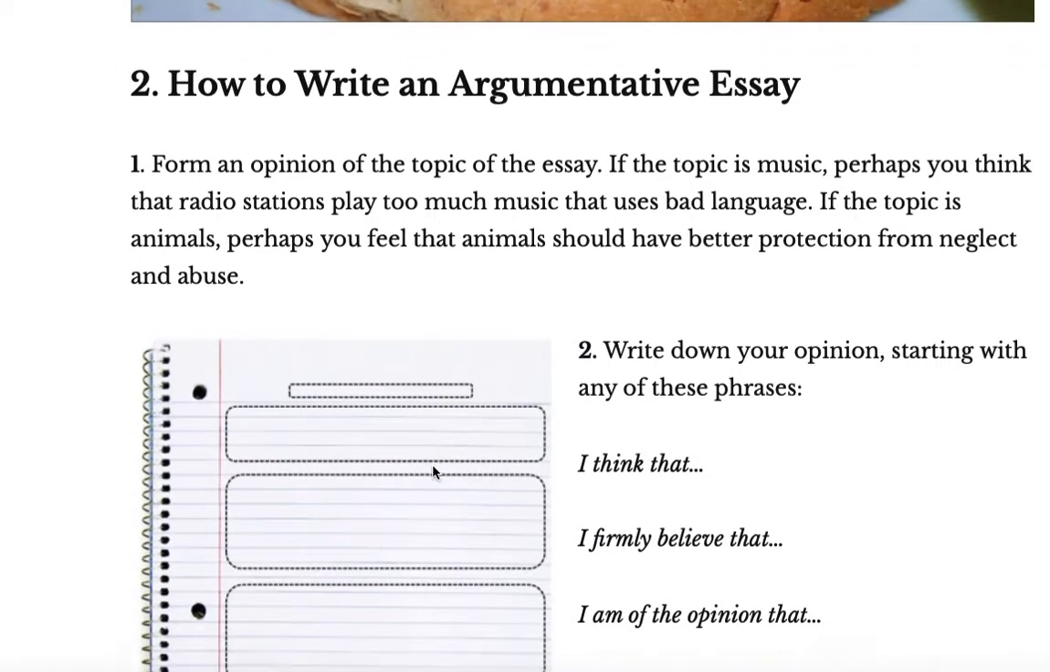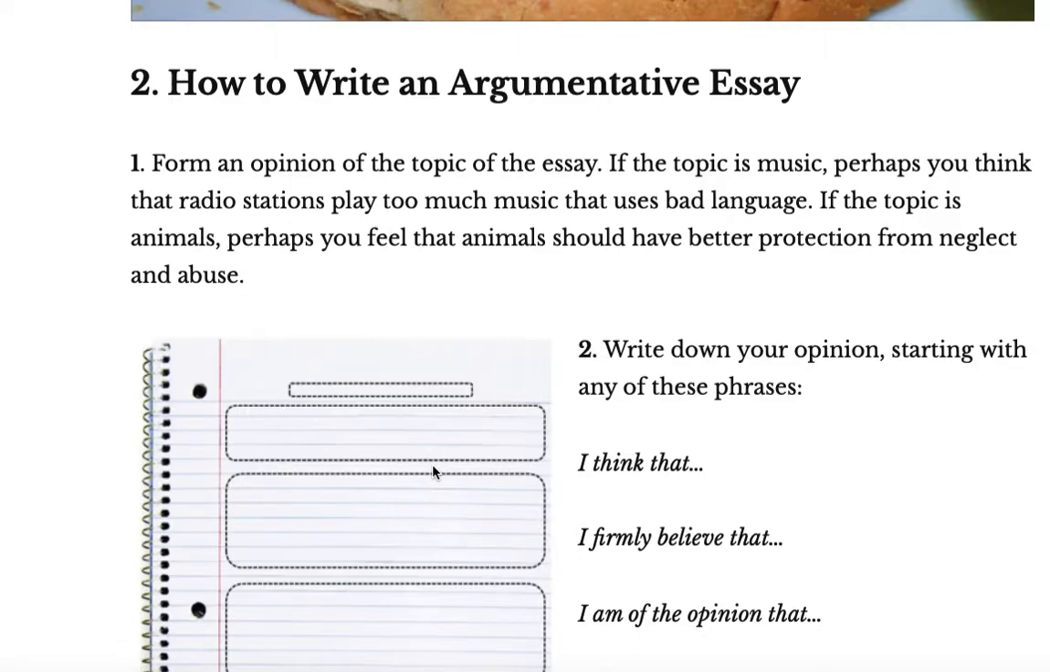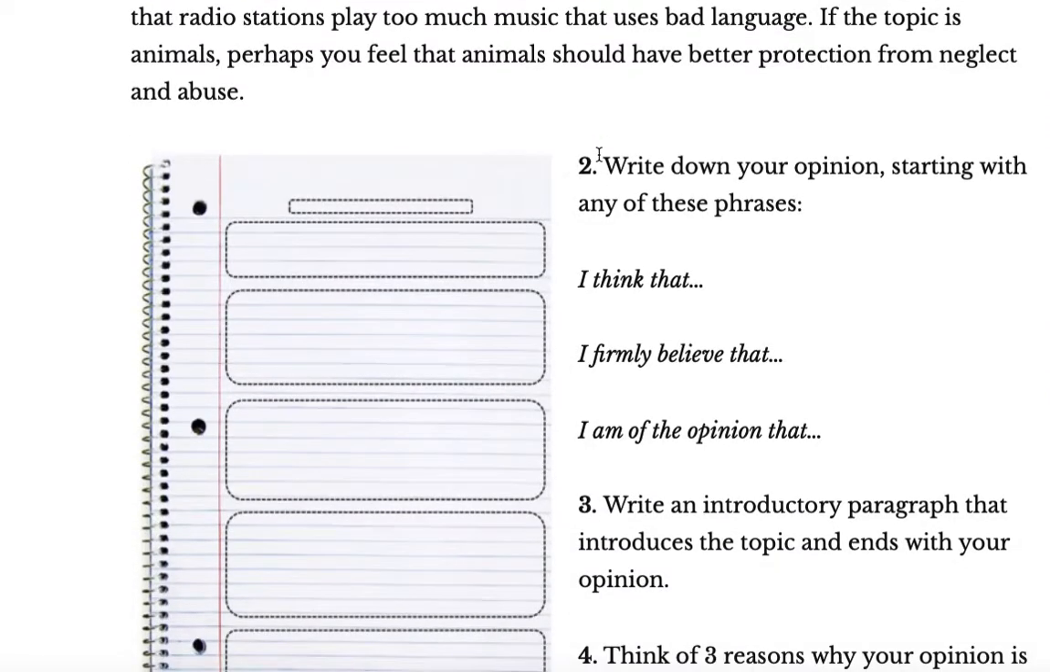So we're going to have a look at really the same thing, but in the form of a how-to list. So, how to write an argumentative essay. Number 1, form an opinion of the topic. So if the topic is music, perhaps you feel that radio stations play too much music that uses bad language. And what you do when you have your opinion is that you write it down starting with any of these phrases. Right? I think that, I firmly believe that, or I am of the opinion that. I suggest out of these 3 that you pick the 3rd one because it's the most formal.